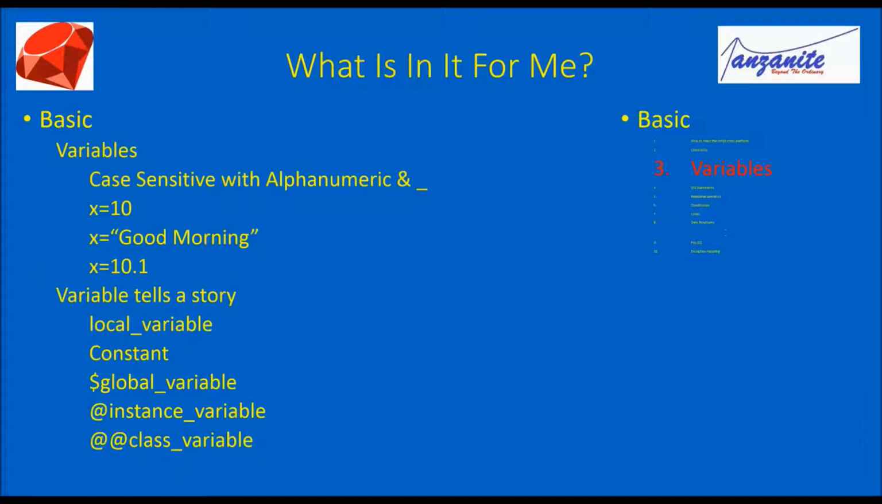When you're working with variables, variables are case sensitive. You can use alphanumeric and underscore as a part of your variable names. Here are examples. Give x is equal to 10, x is equal to good morning, and you'll see that it is going to directly create the variable for you.